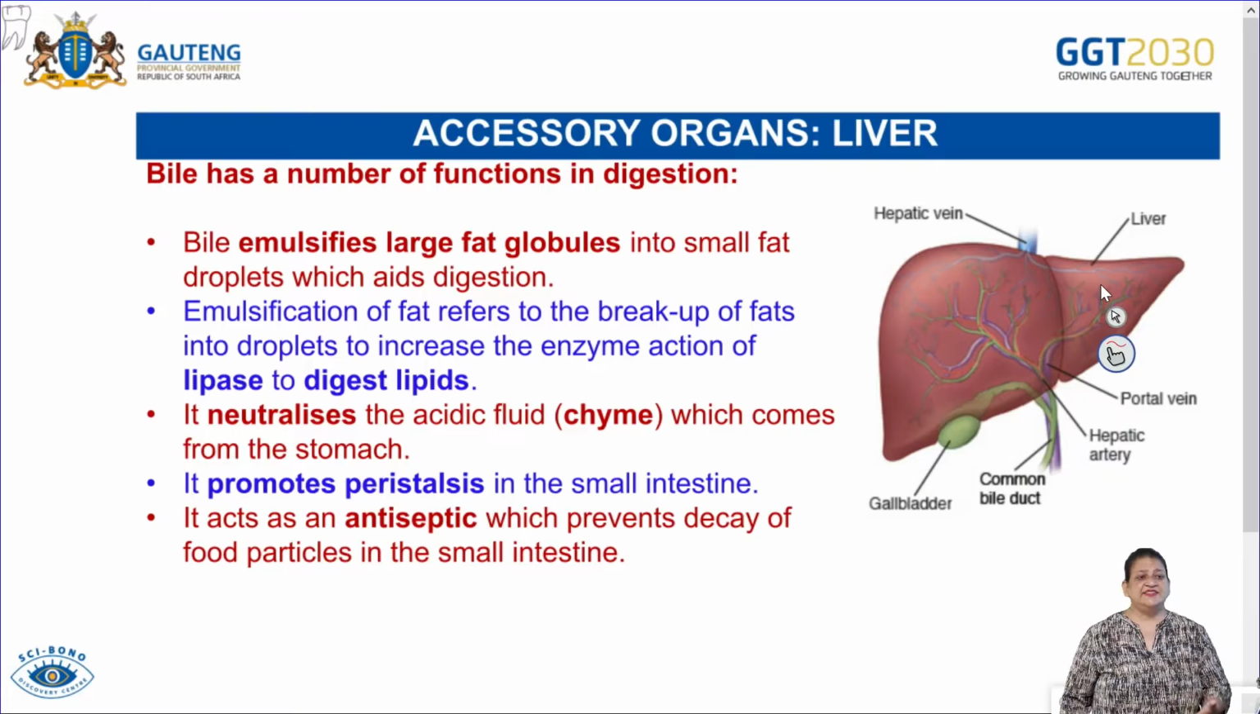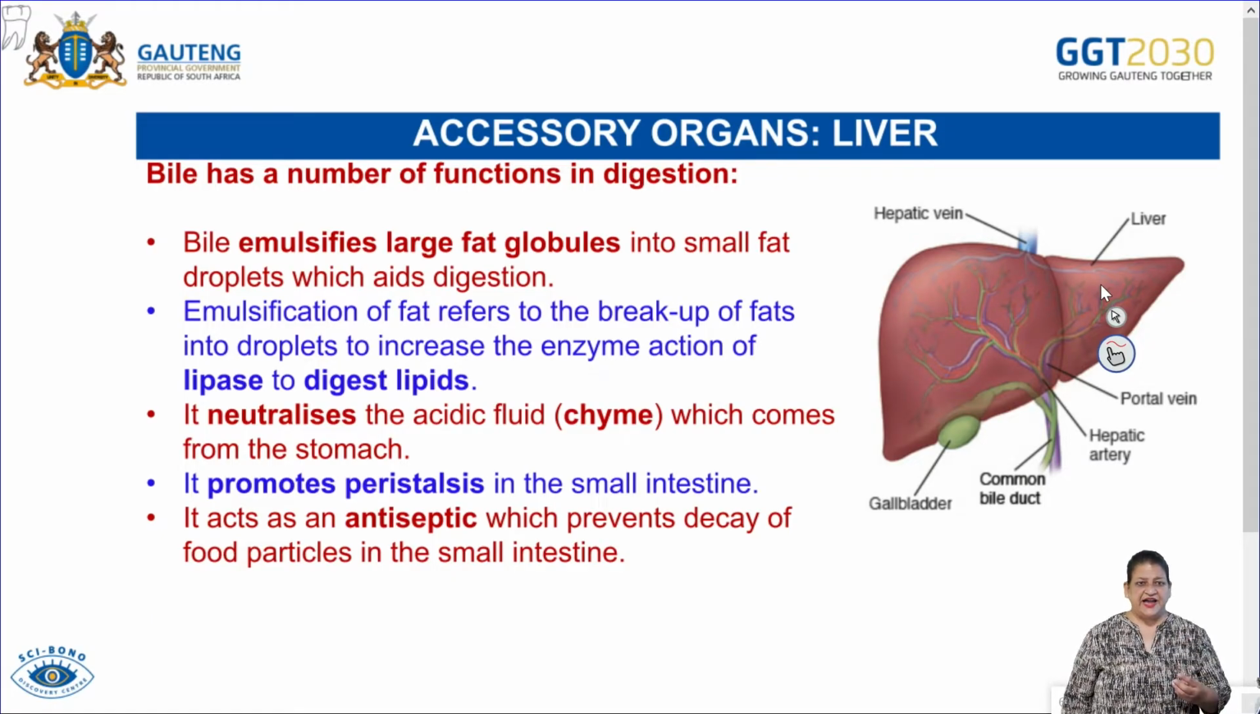It also acts as an antiseptic, which prevents decay of the food particles in the small intestine. In other words, sometimes when we eat food, if you don't go to the toilet to pass out the undigested food, and it stays for a long time, it can become septic in your intestine. But bile ensures that the food does not become rotten in the intestine. It does not decay. So let's summarize the 5 main functions of bile.